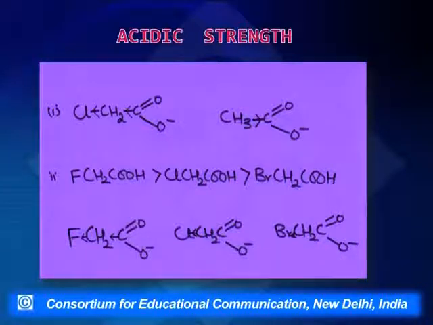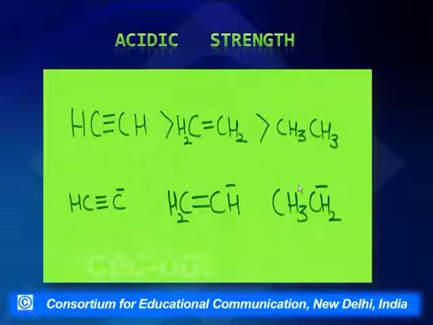Similarly, the more electronegative the group. So what we find here is fluorine is more electronegative as compared to chlorine. So fluorine will have more minus I effect as compared to chloro, as compared to bromo. So fluoroacetic acid is more acidic than chloroacetic acid, which in turn is more acidic than bromoacetic acid.